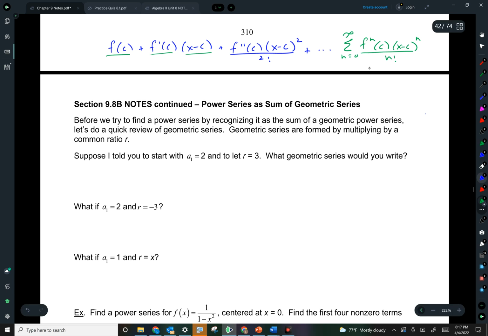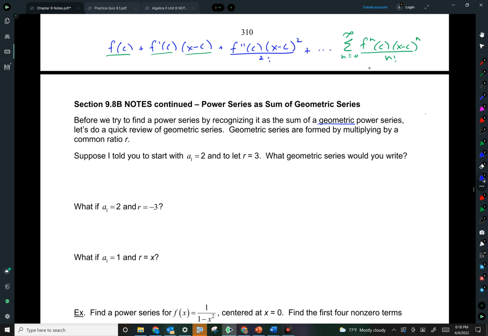So what we're talking about today is kind of a shortcut for some certain functions that you're given. It doesn't work for all of them, but it works for some of them. So first of all, we need to take a quick look at geometric series. Again, we talked about that several days ago. Remember, geometric series are formed by multiplying by a common ratio.